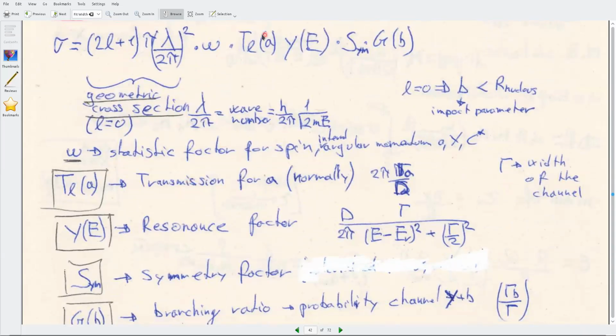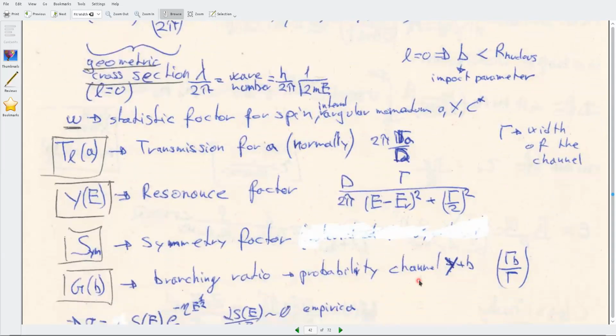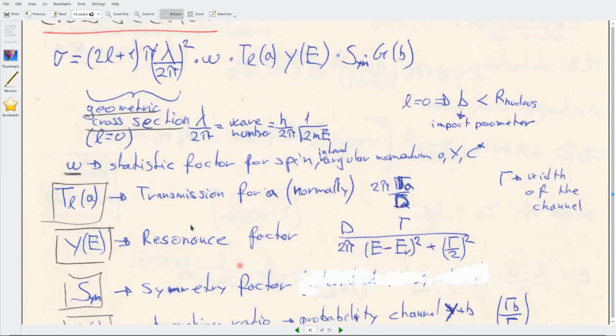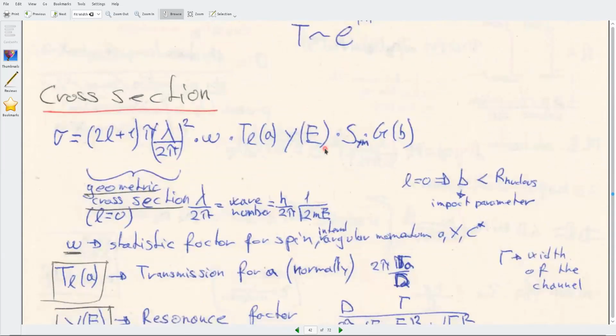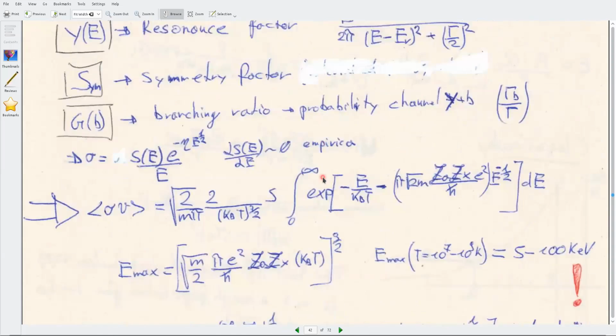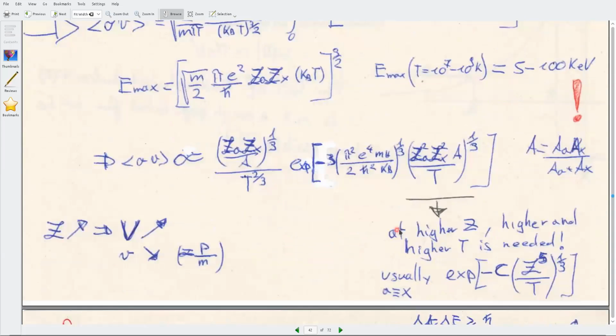There are several parts. The T is the transmission for the normal, for A normally. The resonance factor, symmetric, the branching ratio, the probability for each channel. The transmission is what takes into account also the tunnel. At the end, we do all the calculation and get to this situation where we have several terms.